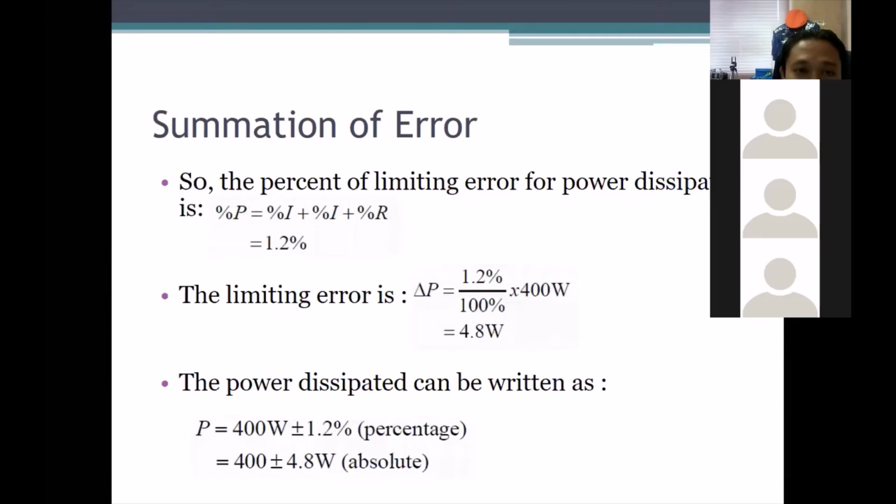Maybe after that I will give you the tutorials. This is the last slide. After that I will pass the tutorial 1 to the groups. Maybe you can try some examples on how to calculate the limiting error if you have more than one operation.